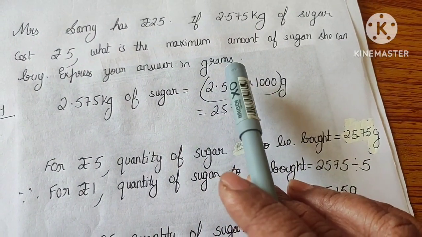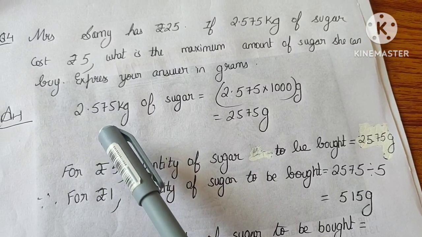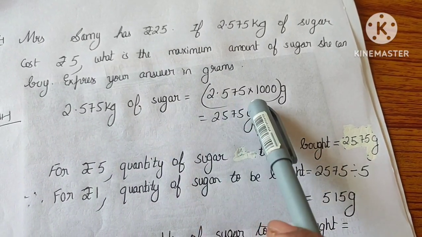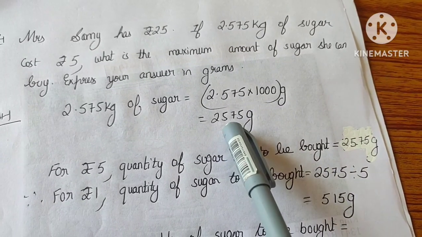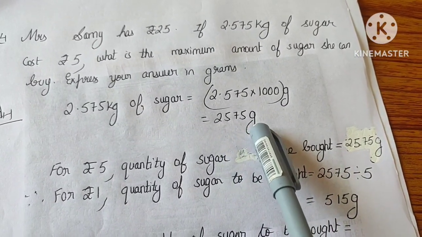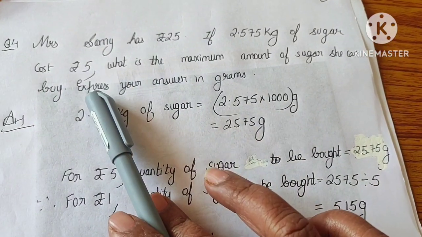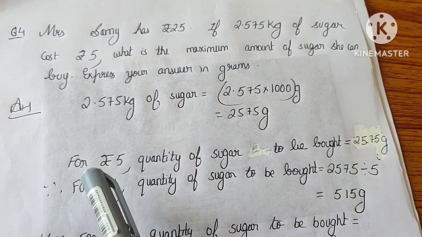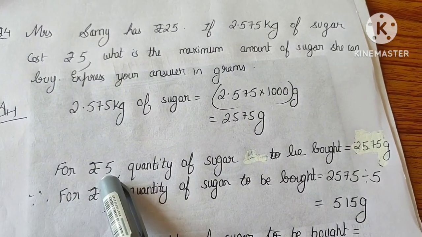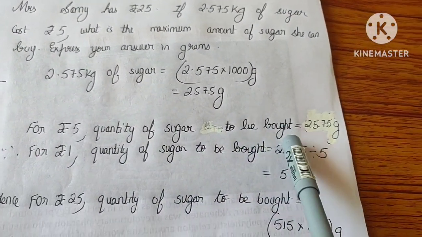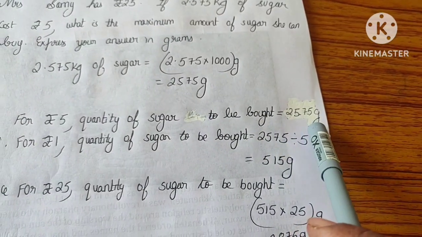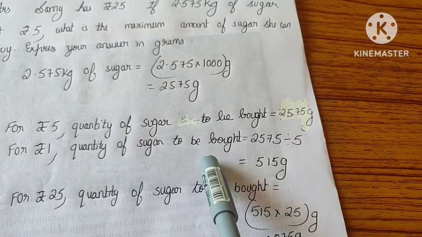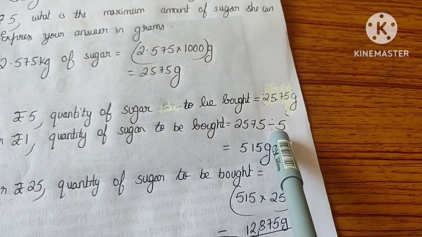So this question we would be solving in this way. Okay. Now 2.575 kg of sugar, if we convert it into grams, we multiply it by 1000 and we would be getting 2575 grams. Now for rupees 5, that means cost of 2575 grams of sugar is rupees 5. So we will be solving in this way. For rupees 5, quantity of sugar to be bought is equal to 2575 grams. So for rupee 1, quantity of sugar to be bought is equal to 2575 divided by 5.